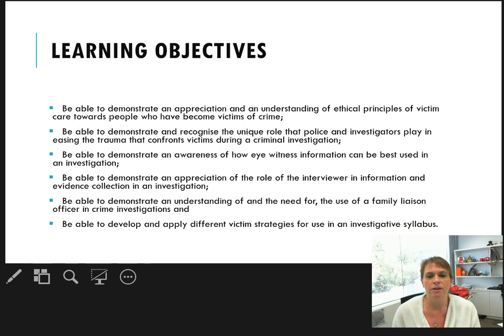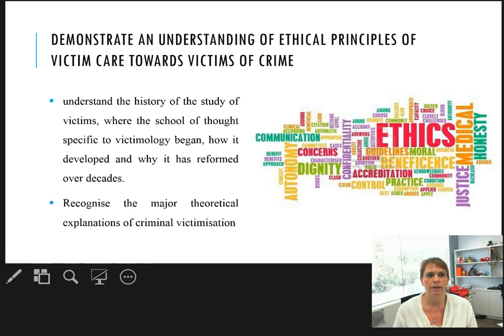The way that I have designed this course is to take the learning objectives that you see on screen now, but break them down to much more specific detail. As an example, the first one, to demonstrate the understanding of ethical principles in victim care towards victims of crime, we are going to look at how that can be done with recognising the major theoretical explanations in relation to criminal investigation.